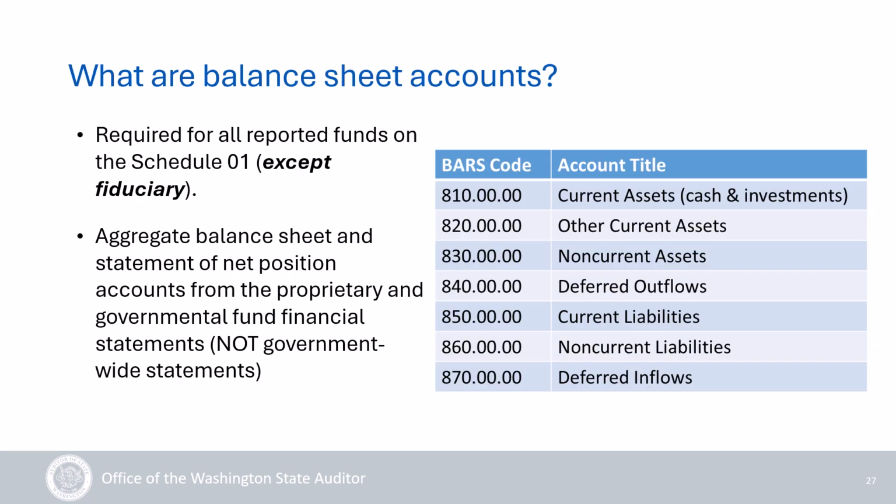Now let's define what balance sheet accounts are and what they are used for. Within each local government's chart of accounts, you'll find a series of 800 codes, which are referred to as the balance sheet accounts and are used to report information from the balance sheet or statement of net position, such as current and non-current assets, deferred inflows and outflows, current and non-current liabilities. These codes are applicable to all GAAP funds except fiduciary. It is important to note that you must use the balance sheet and/or statement of net position from the GAAP proprietary and governmental fund financial statements and not the government-wide statements.